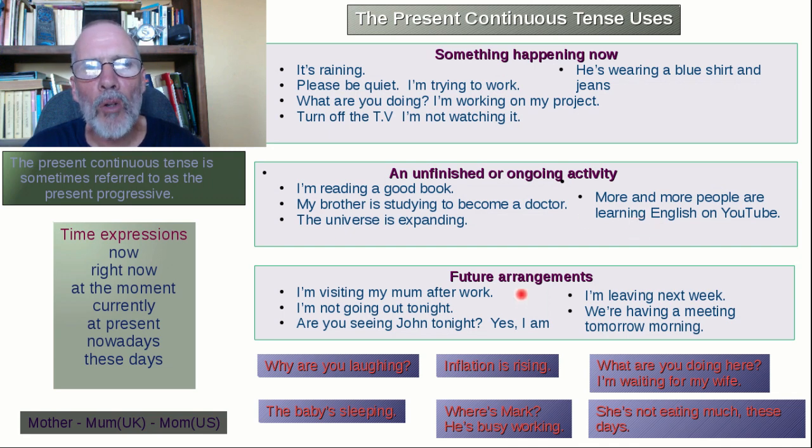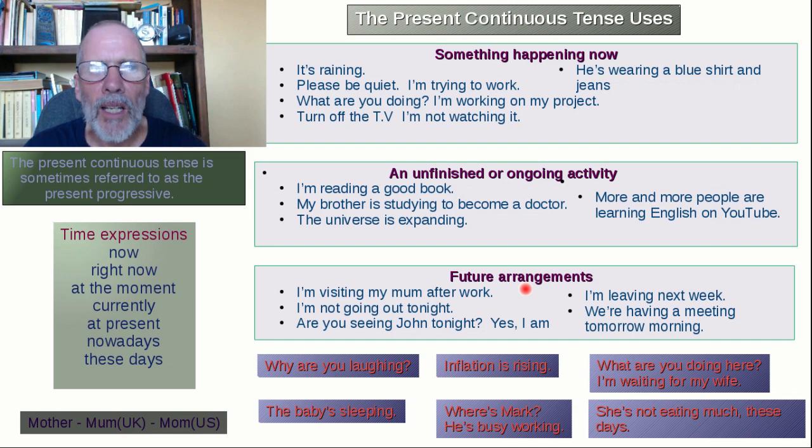Now, the final use of the present continuous tense is to talk about future arrangements. Now, what do I mean by arrangements? Well, arrangements are like plans. They're fixed events which are going to occur in the future, things that have been planned or arranged at some time in the past and will happen in the future.